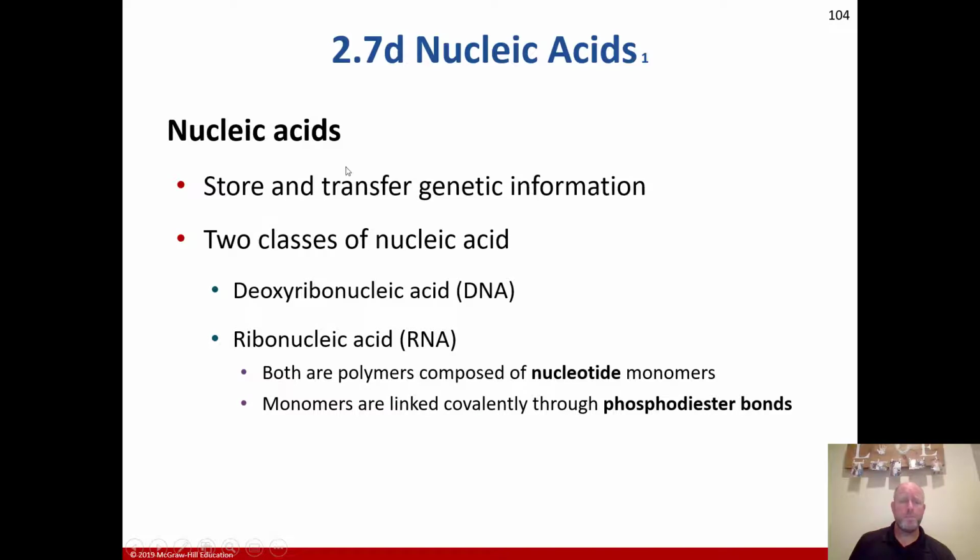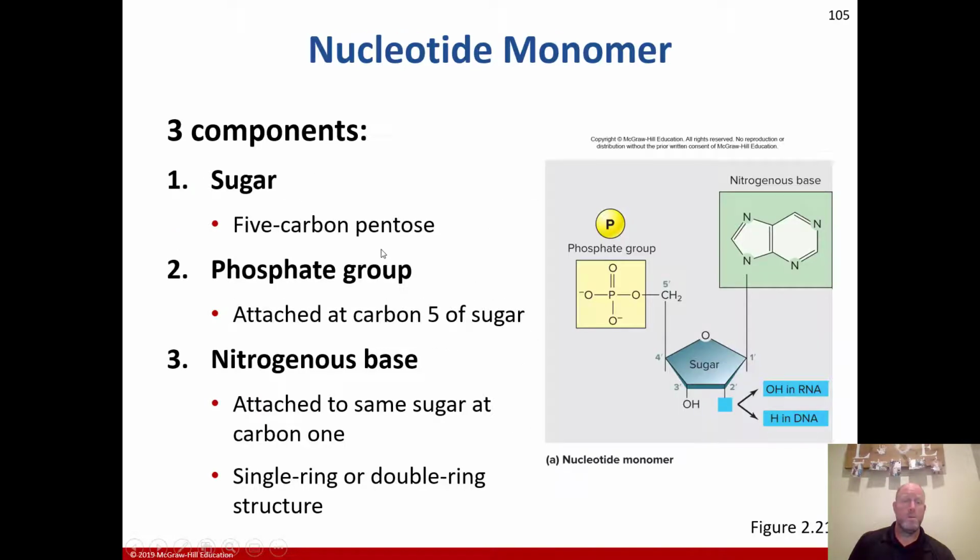With nucleic acids, nucleic acids store and transfer genetic information. There are two classes of nucleic acid. You've heard of these certainly: deoxyribonucleic acid, DNA, and ribonucleic acid, RNA. Both are polymers composed of nucleotide monomers, and monomers are linked covalently through phosphodiester bonds.